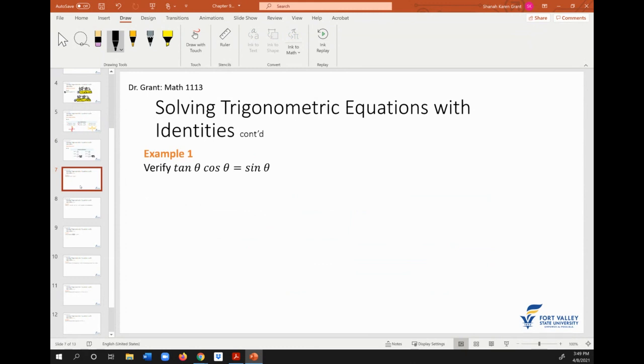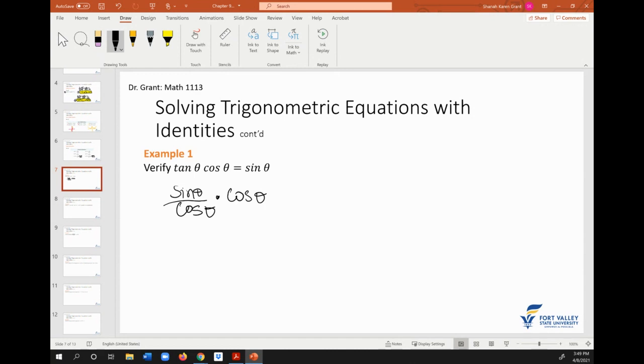So let's say we want to verify that tan theta cosine theta is equal to sine theta. Now, one thing we like to do when we're trying to verify or simplify trig expressions is, as much as possible, rewrite them in terms of sine and cosine. That usually helps. So for instance, here, tan theta is going to be sine theta divided by cosine theta, and then we have times cosine theta.